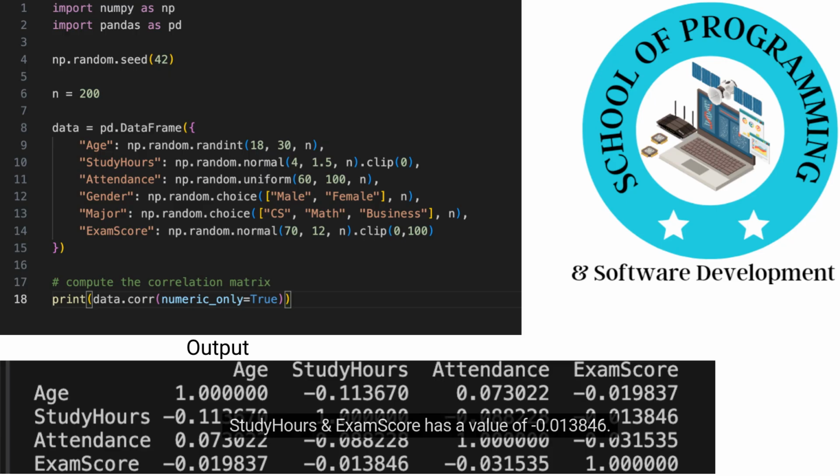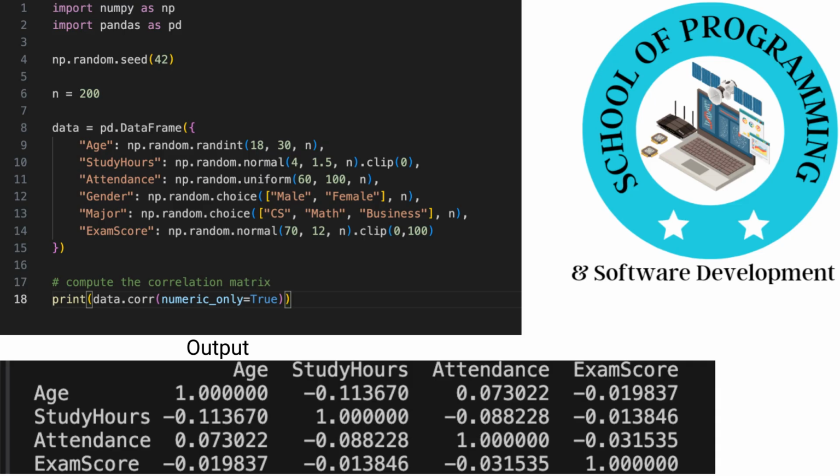Study hours and exam score has a value of minus 0.013846, almost zero. This is interesting. It means, in this dataset, study hours are not related to exam scores. Why? Because the data was randomly generated. There is no built-in dependency between these variables. Attendance and exam score has a value of minus 0.031535. Again, almost zero. Meaning, attendance does not predict exam performance in this dataset.